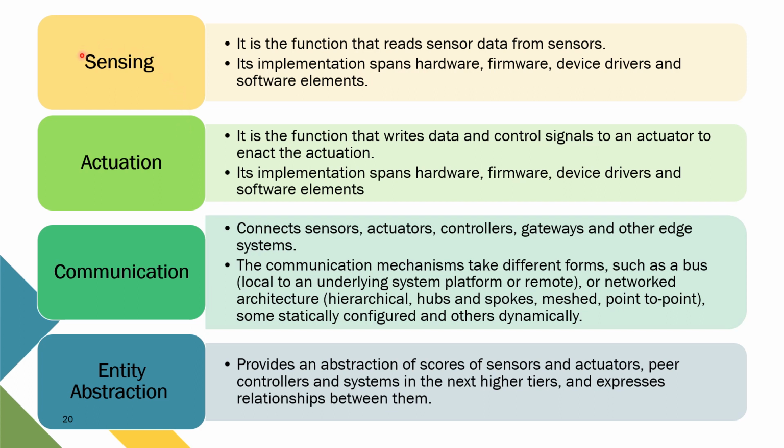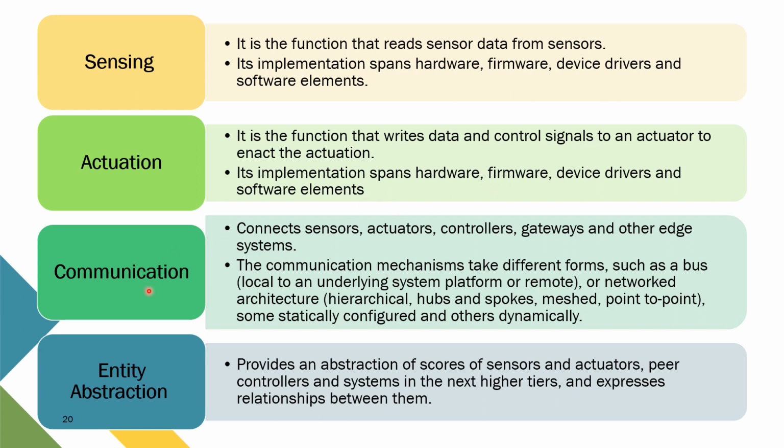The first one is sensing. Sensing is the function that reads sensor data from the sensors. The implementation can span hardware, firmware, device driver, and software elements. The second one is actuation. This is the function that writes data and control signals to the actuator to enact the actuation. This is the same as sensing: the implementation spans hardware, firmware, device driver, and also software elements.